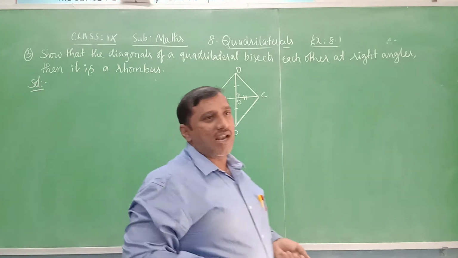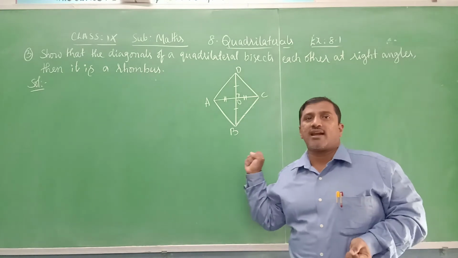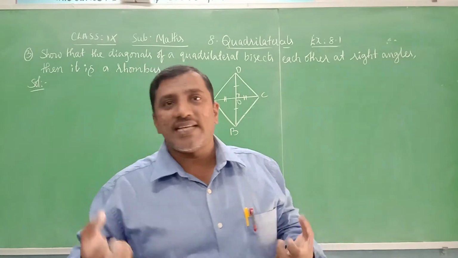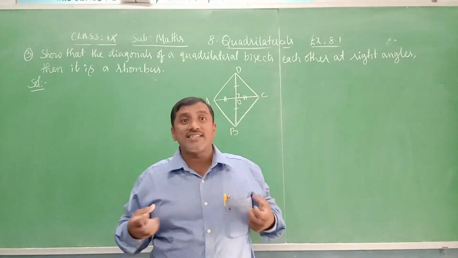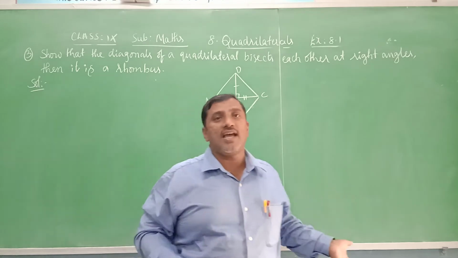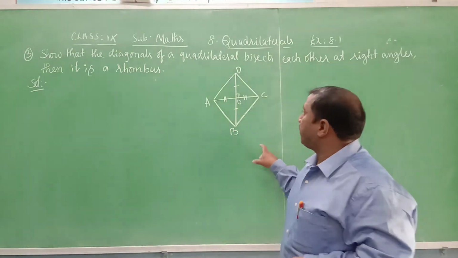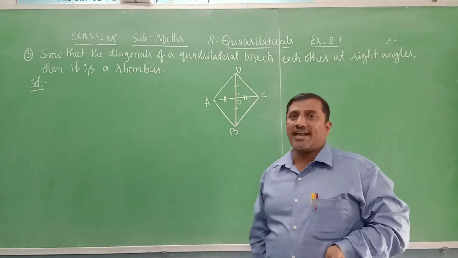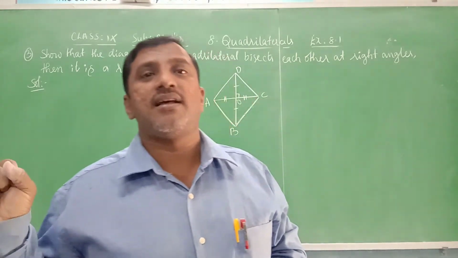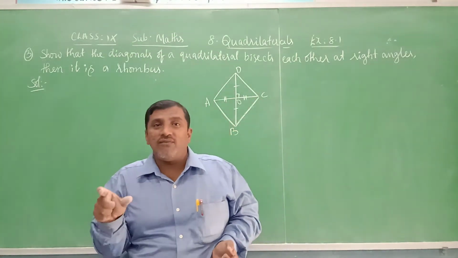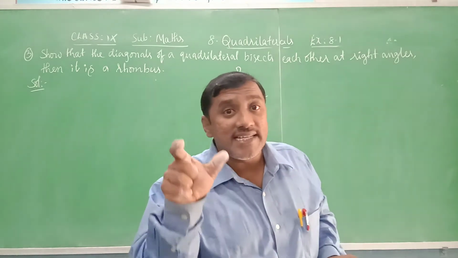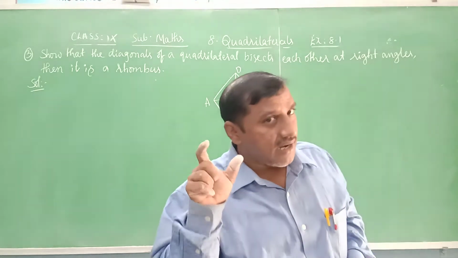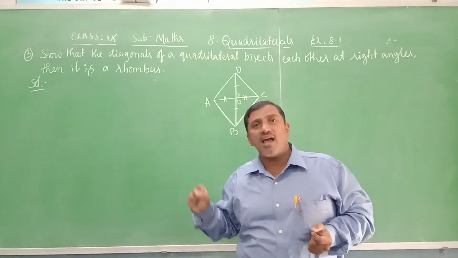You are given one quadrilateral whose diagonals bisect each other at right angles. You have to prove that it is a rhombus. What is a rhombus? We know all the sides are equal. If all the sides of a quadrilateral are equal, it is a rhombus. You can prove by showing that length AB equals BC equals CD equals AD, and we can say that it is a rhombus. Or a parallelogram in which one pair of adjacent sides are equal is a rhombus.